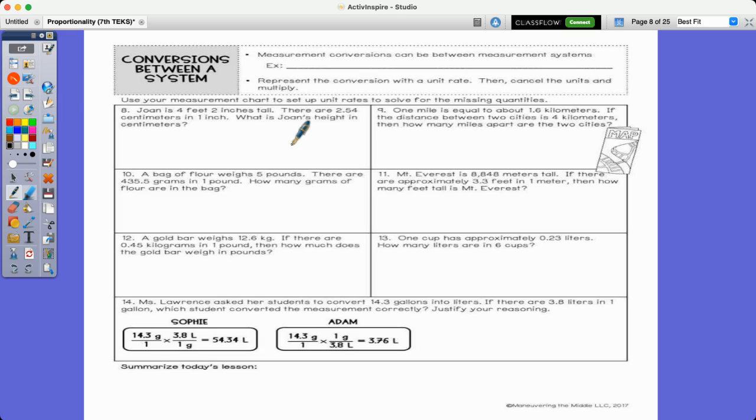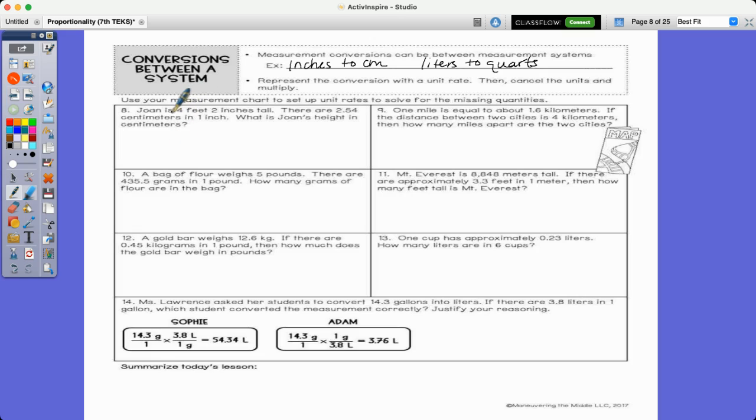Okay, let's take a look at the new stuff. Now this is conversions between measurement systems, like inches to centimeters or liters to quarts, things like that. We're going to do the same thing. We're going to represent the conversion with a unit rate, then cancel units and multiply.